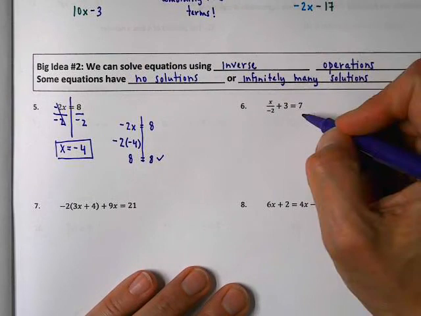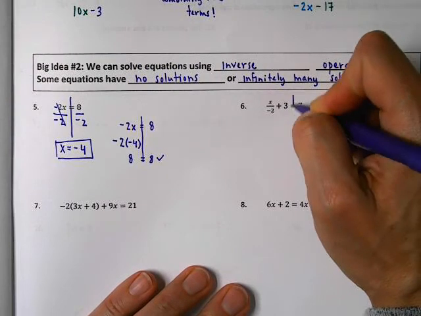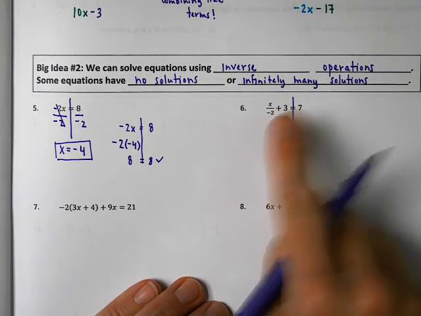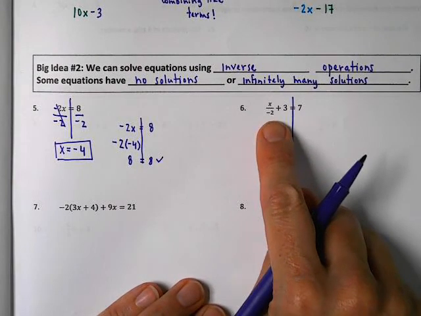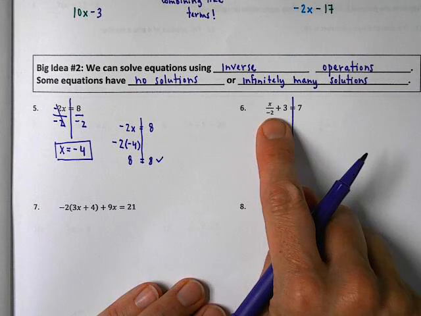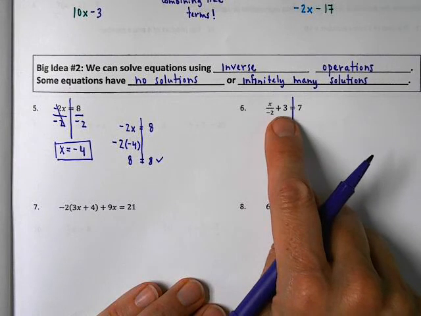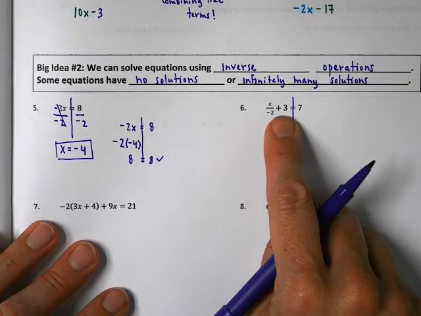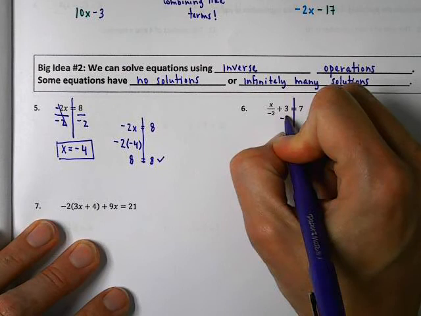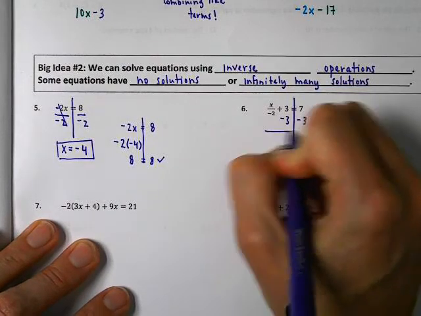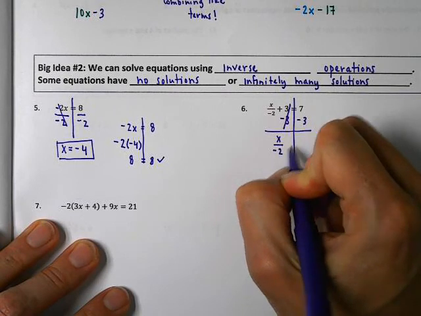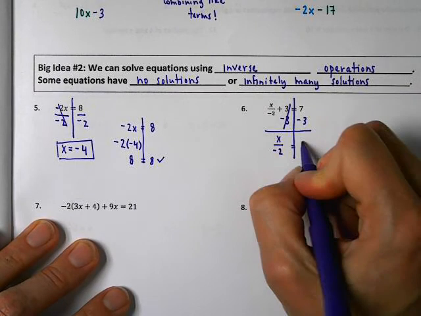Okay, for number 6, now we have a two-step equation. When I have a two-step equation, the first thing I'm going to do is find the side that has the variable, which in this case is the left side. Now, I know I need to get rid of this constant before I can start doing anything with the x. So since this is a positive 3, I'm going to subtract 3 on both sides. Here I'll have x divided by a negative 2, and here I have 7 minus 3 is equal to 4.